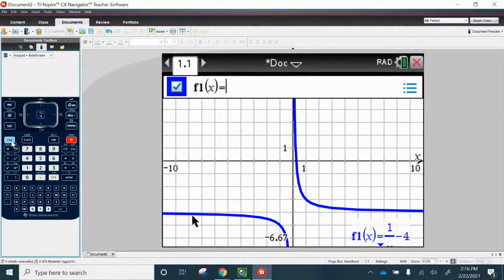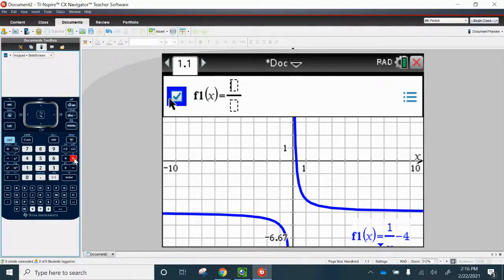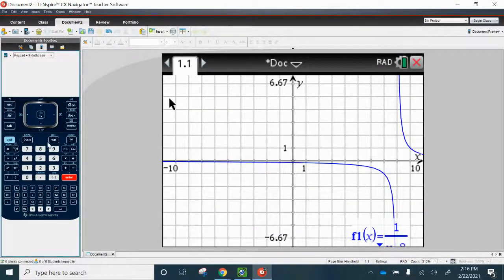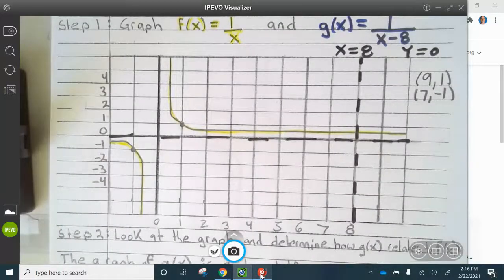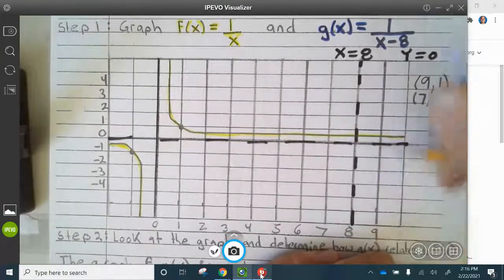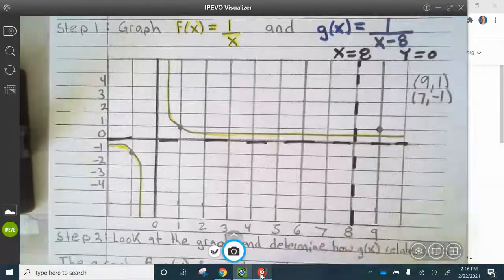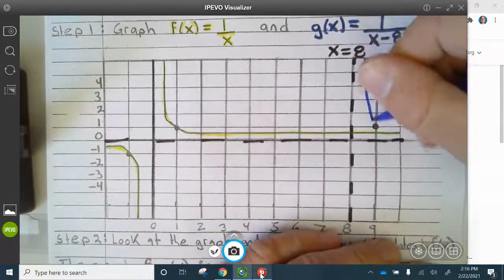And then it looks like we have a point at 9, 1. And then this point looks like it's at 1, 2, 3, 4, 5, 6, 7, negative 1. Okay. All right, so 9, 1 is right here. So that means our curve is right here. And then 7, negative 1 right here. That means our curve is right here.